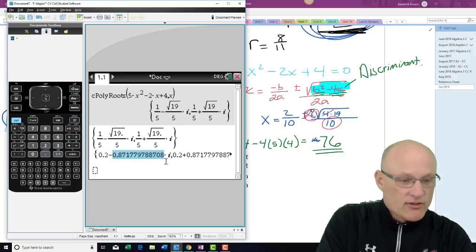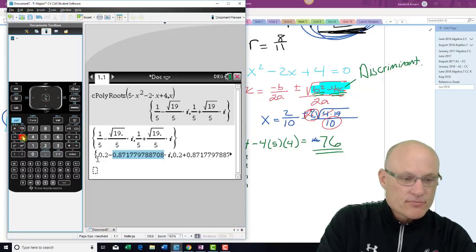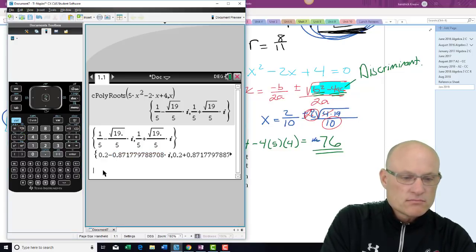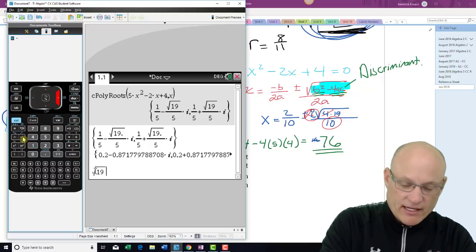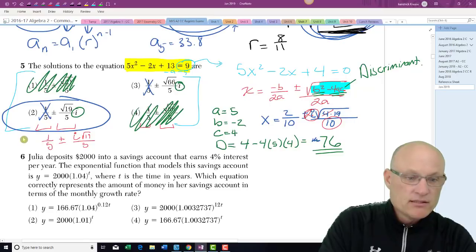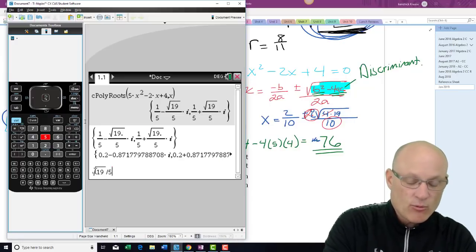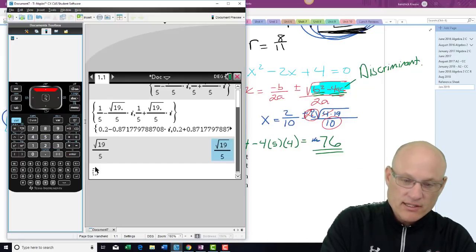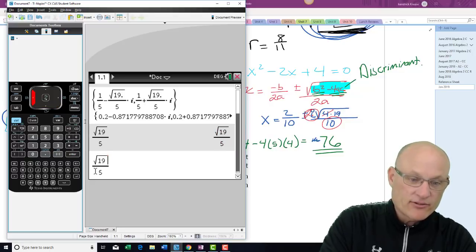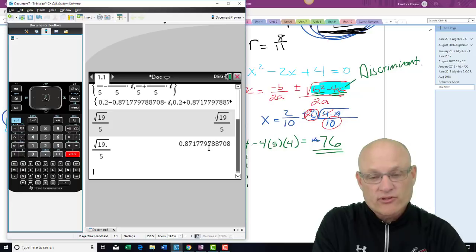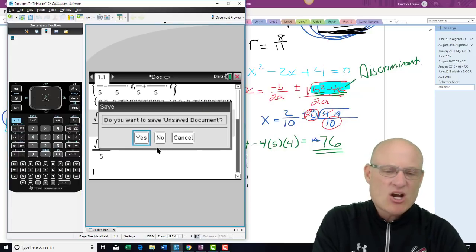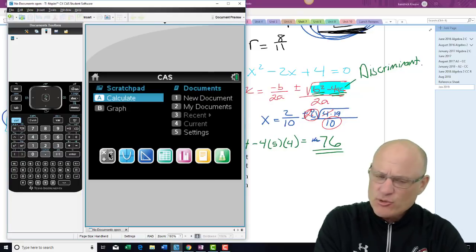Well, if I take the square root of 19 and divide it by 5, which is that one answer, I get, oops, again, my calculator will give me the exact answer. If I want the decimal, I put a dot. 0.87111, there's that way. That's one way to do it. That's kind of hard, a little weird. Let's do it this way.